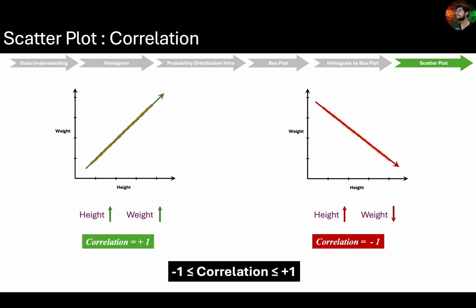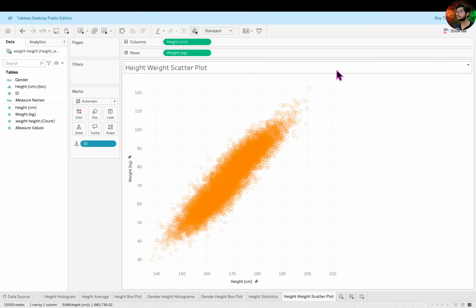Although we'll explore the mathematical definition and correlation formula in the statistics course, since I've given you an intuitive understanding of correlation, for now, let's just compute the correlation for our scatter plot in Tableau and see how much height and weight are correlated with each other. Since correlation is represented by a single numerical value, we can use Tableau's built-in function to compute the correlation coefficient.